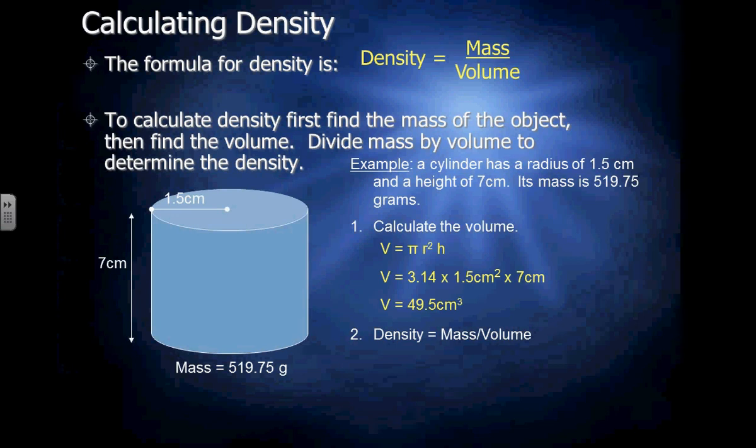Bianca? 10.5 grams per cubic centimeter. Yes. 10.5 grams per cubic centimeter. The mass, which is 519.75, divided by the volume, 49.5 cubic centimeters, gives us the density of 10.5 grams per cubic centimeter. Again, what this means, each cubic centimeter of this material has a mass of 10.5 grams. You understand how to calculate density? Yeah, it's just breaking it down. Find the mass, find the volume, and then divide.